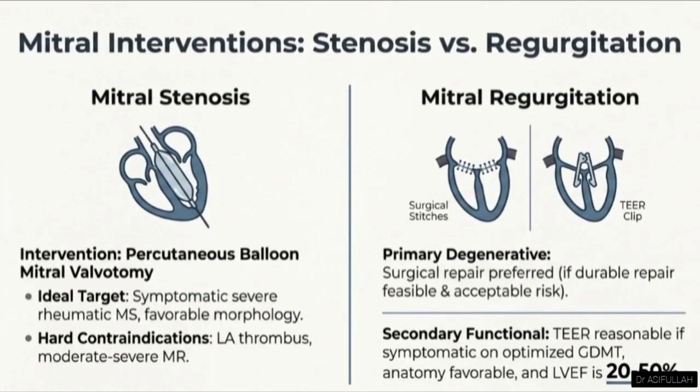Mitral interventions. In mitral stenosis, the ideal target is symptomatic severe MS with favorable morphology. Hard contraindication is LA thrombus, or moderate to severe MR with mitral stenosis. And in MR, primary degenerative is surgical repair if durable repair is feasible and risk acceptable. Secondary or functional MR: transcatheter edge-to-edge repair is reasonable if symptomatic despite optimized GDMT, guideline directed medical therapy, anatomy is favorable and EF is 20 to 50%. MR may be intervened.